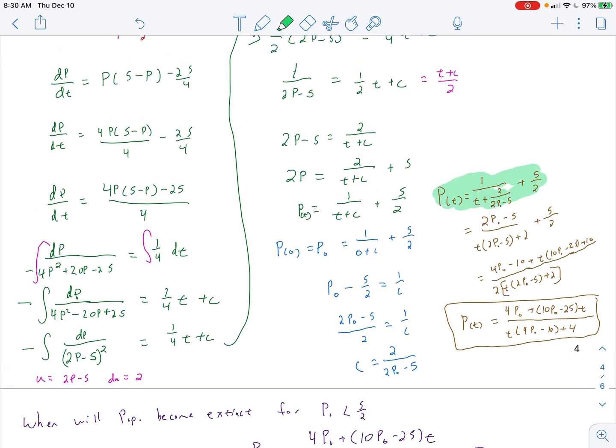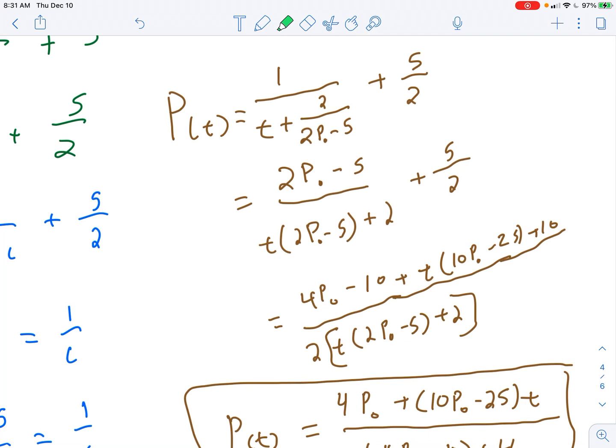Over here on the right, all we did was substitute in for our c value. And we got 2 over 2 times p sub 0 minus 5. Now, what we want to do is write this a little bit better. We don't want to have a fraction within a fraction.